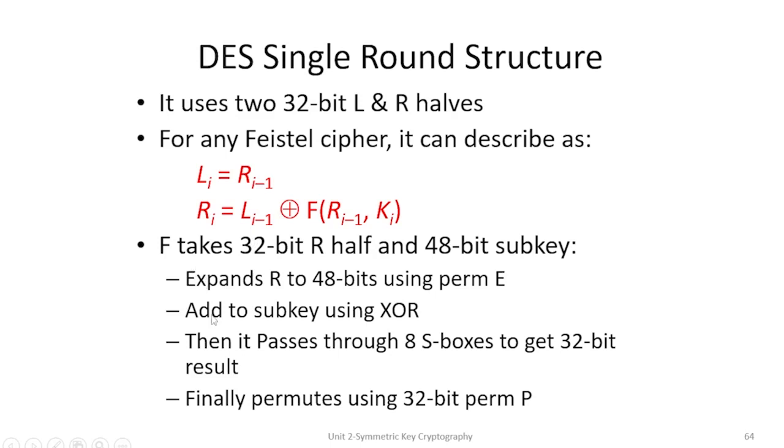And the round function contains 4 operations: expansion, subkey XOR operation, substitution, permutation. So the round function operation explanation will be given in the next session.